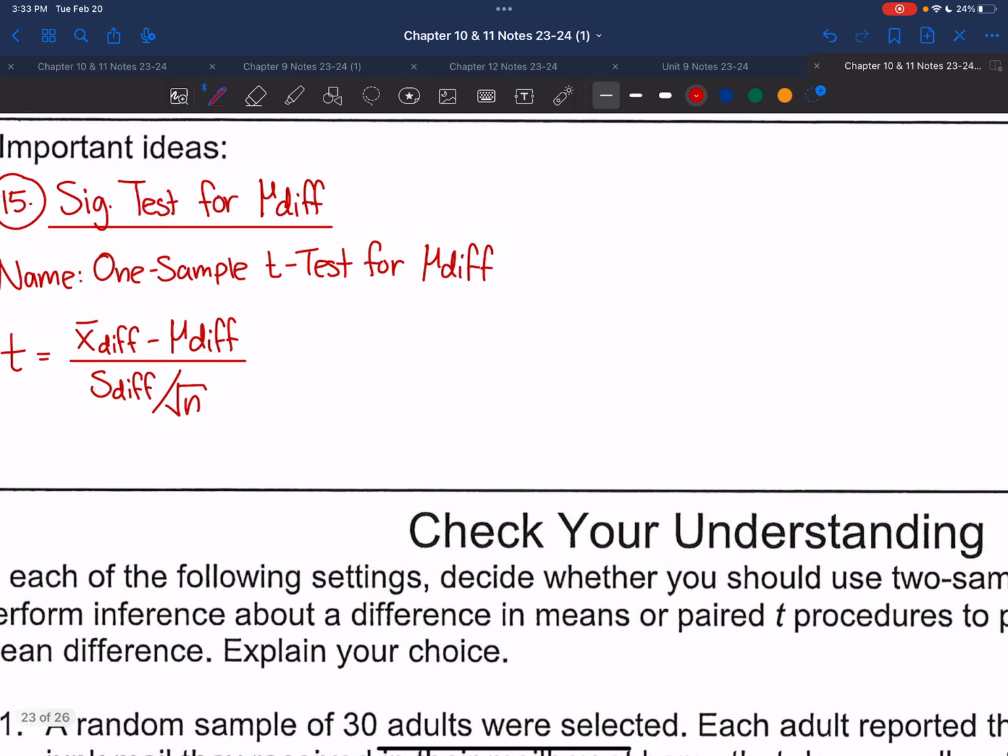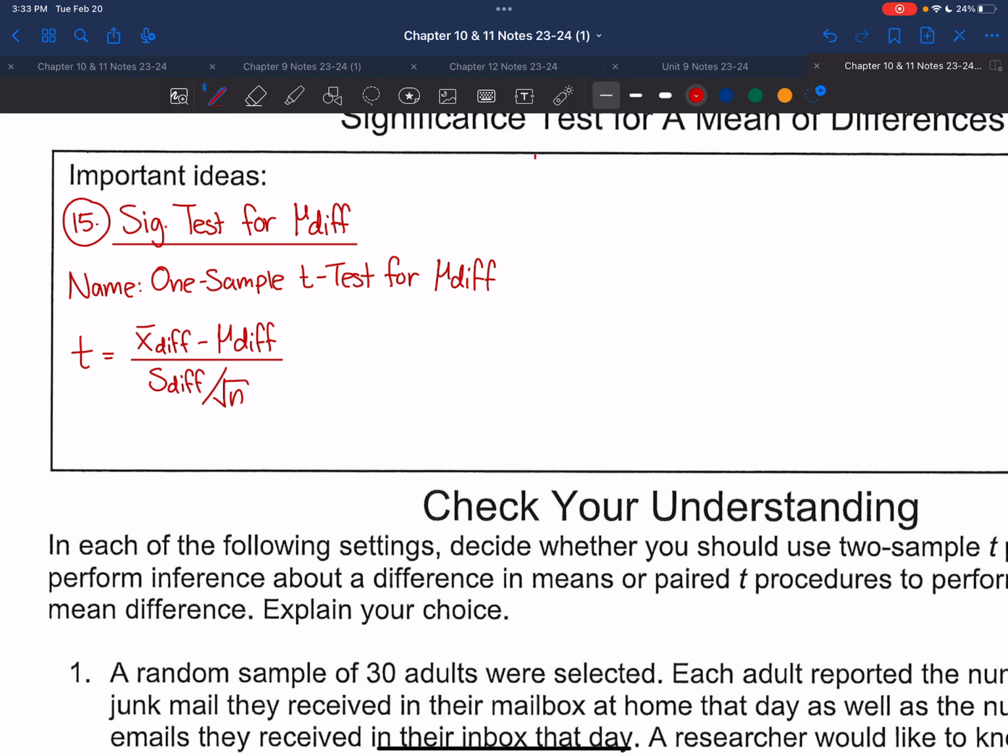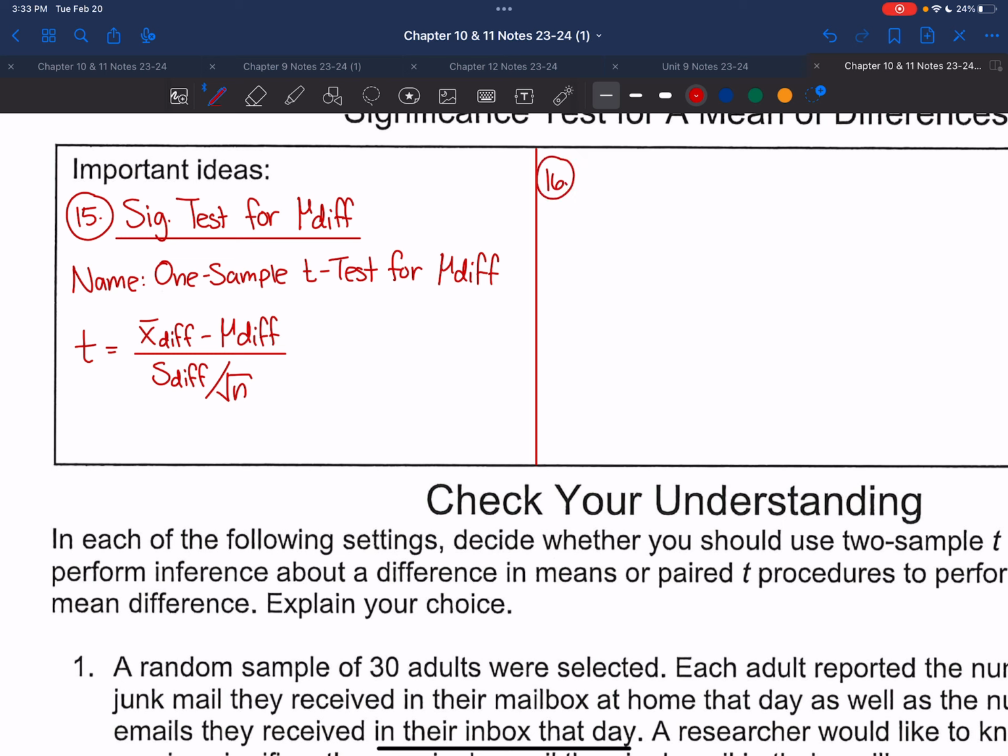And then the last one, number 16, paired t versus two sample t. So you might be wondering, well, some of these we've had two samples and it's been just two sample t, but sometimes we have two samples, but they're grouped together, so it's just one sample. So how do I know the difference? All right, so paired t versus two sample t.